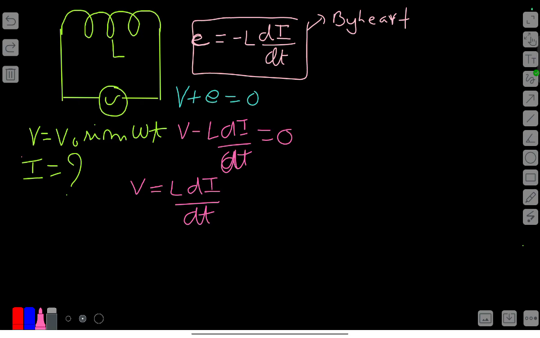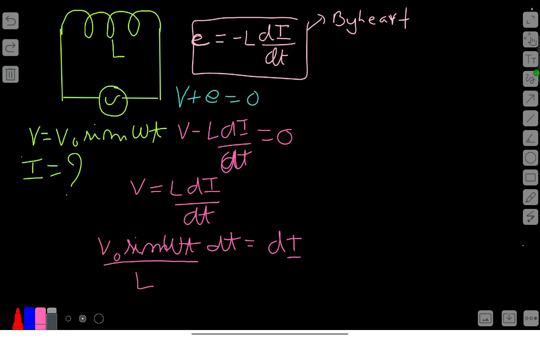So therefore, let me even put the value of V. It is going to be V naught sine omega t by L dt, and here will be our di ka value. Fine, good. So that is what we are getting. Right, so to remove this di, we have to be doing something special for sure.